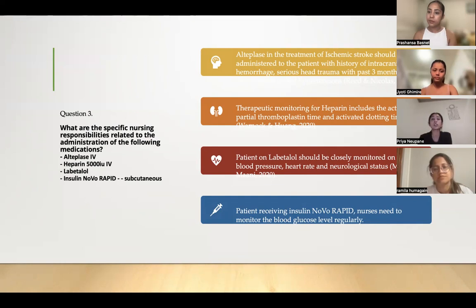Labetalol. Labetalol is a beta blocker which is used in the treatment of high blood pressure. Patients on this medication should be closely monitored on their blood pressure, heart rate, and neurological status. Patients should be assessed for any sign of hypotension, bradycardia, or adverse reaction.